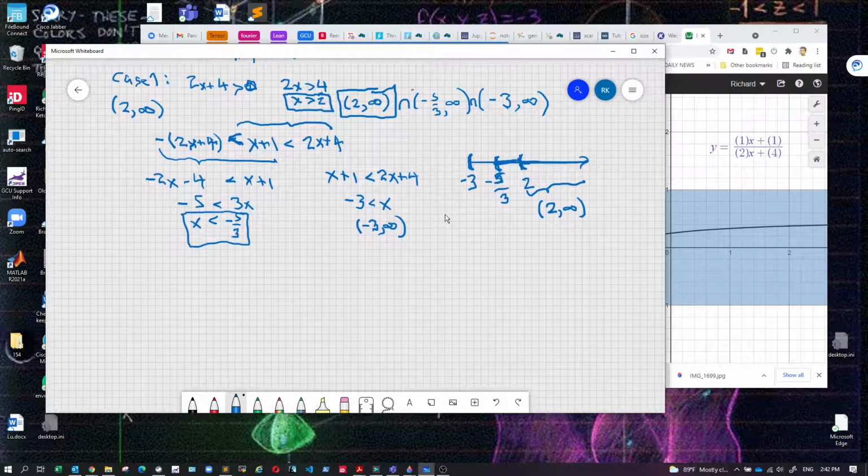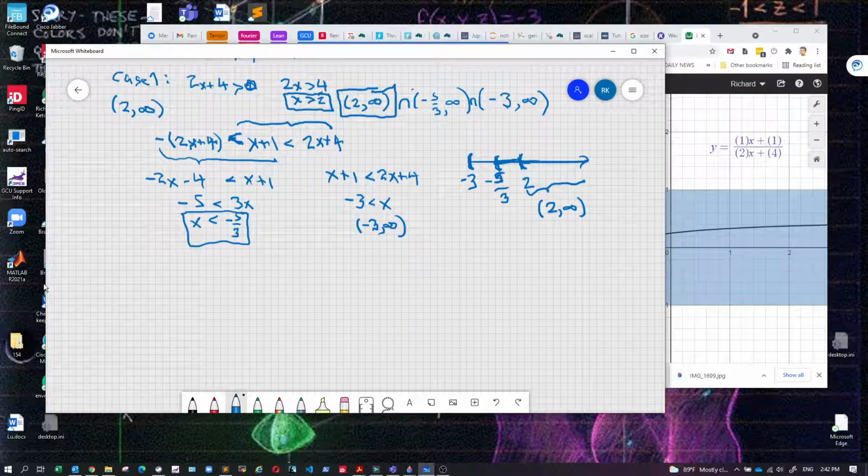So I'll just come down like this. Okay, so let's say case 2. And there's really only 2 cases here. And here we have 2x plus 4 is less than 0.